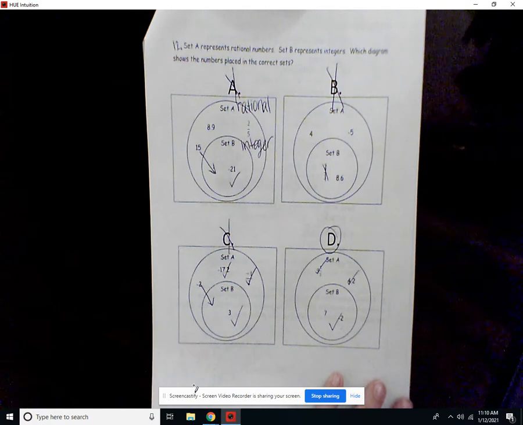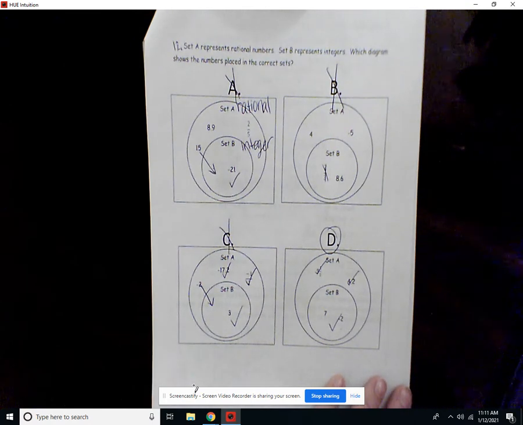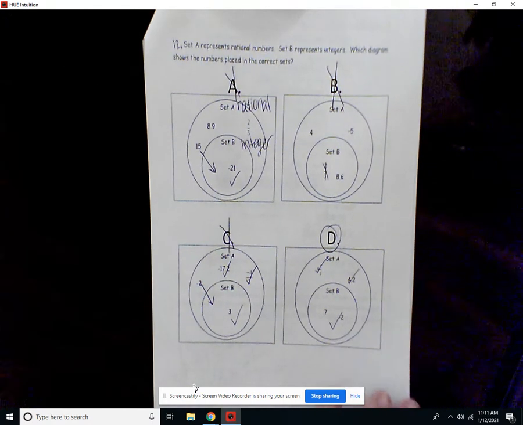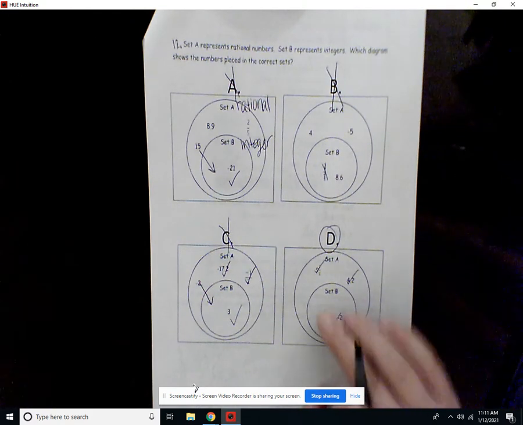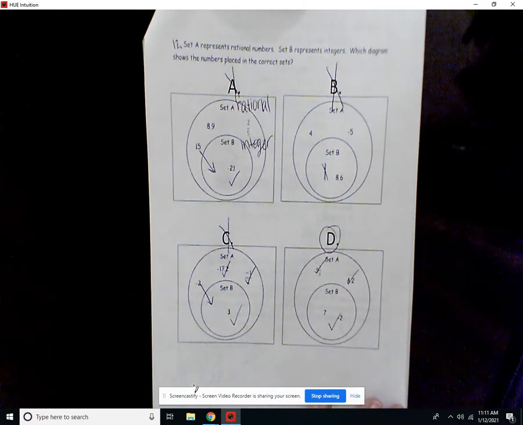You want where does it go? Correct set means where does it go first? Not where it goes second, where can it go, but where does it go first? They have to go in integer first, then the next is going to be rational, and those are going to be your fractions and decimals.